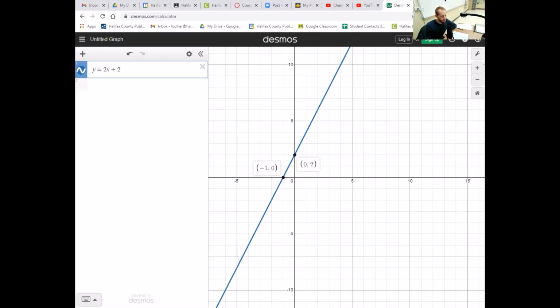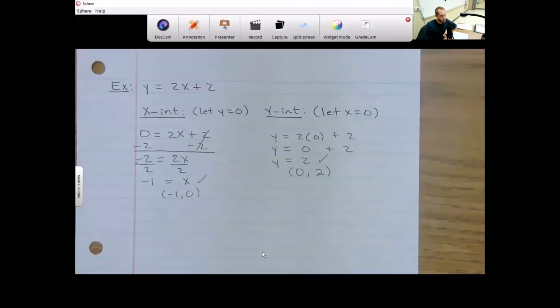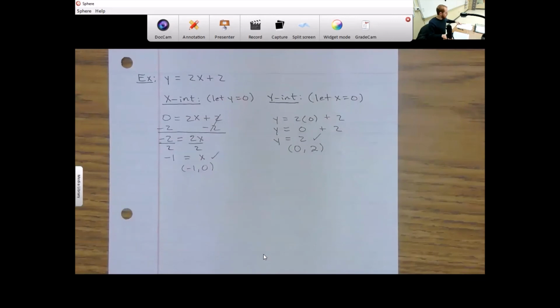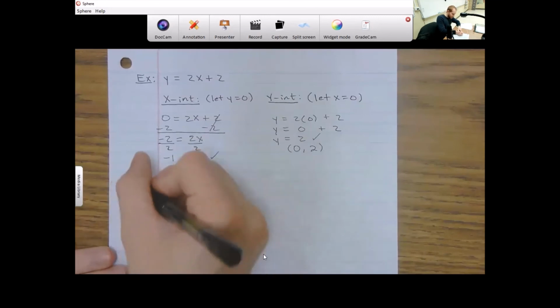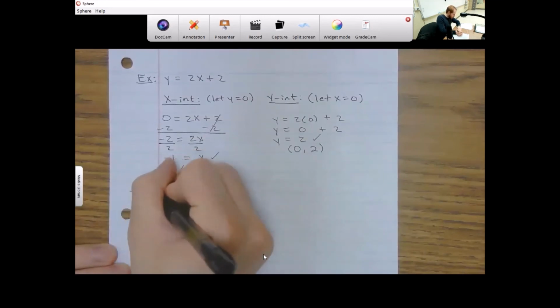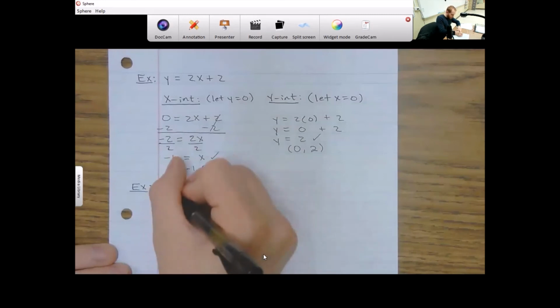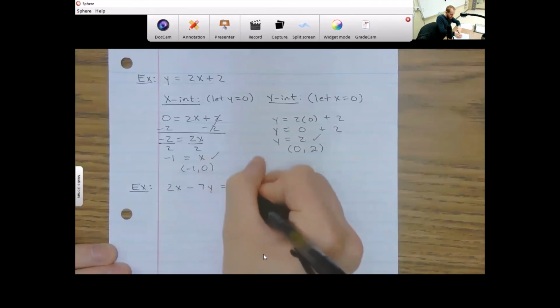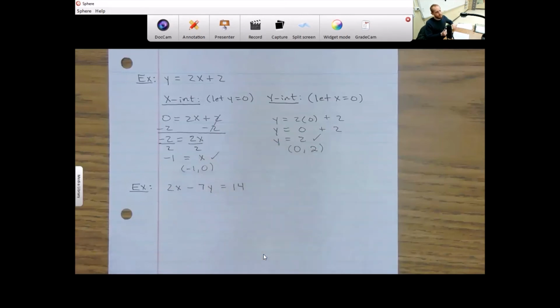So let me go back to the paper. There we go. I'm getting better at this. I'm going to zoom out so you guys can keep on seeing that. And I'm going to move on to our last example. 2x minus 7y equals 14. Go ahead and see if you can find the x-intercept and the y-intercept.